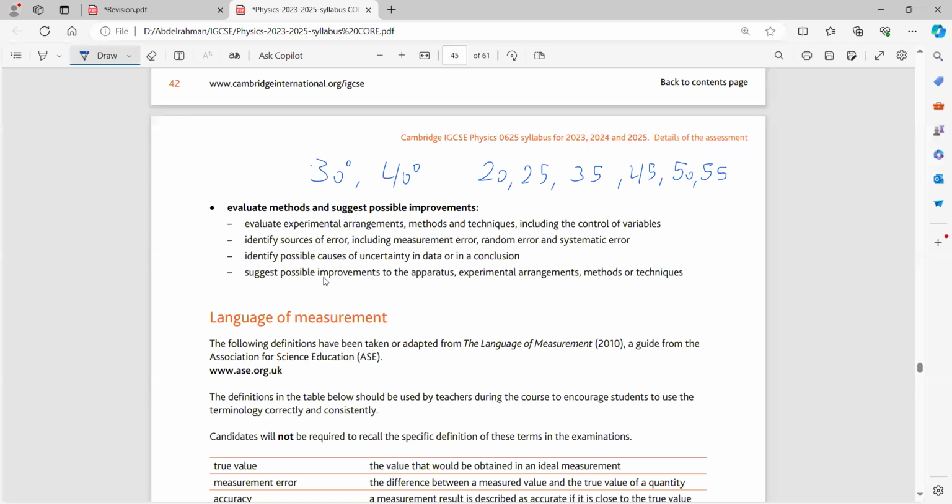If you have any anomalies, how can I ignore these anomalies? I can draw a graph. When you draw the graph, you can see, this number is anomalous, so I can ignore it. You can repeat and take average. That's why we have to repeat several times, because if you take only one anomalous result, the average would be wrong.